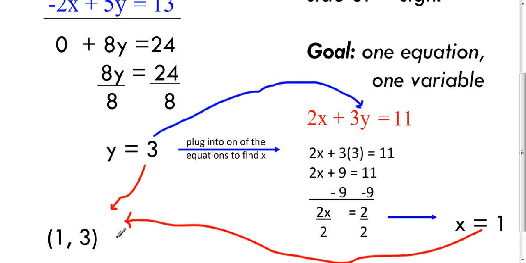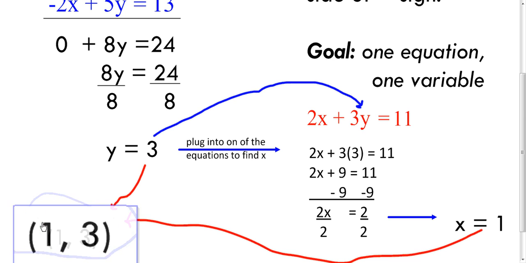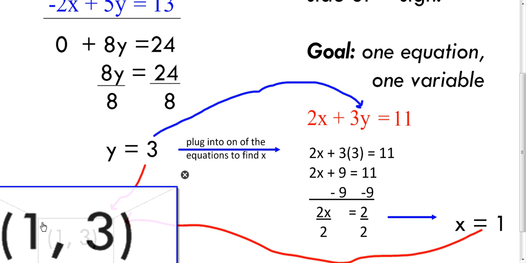Okay? This right here is a very poor drawing that didn't work the way it was supposed to. There. Your answer is 1, 3. Okay?